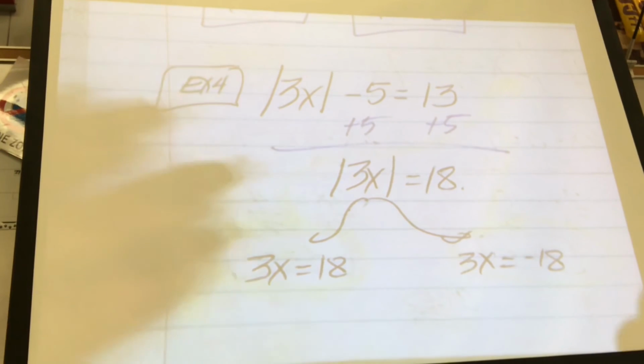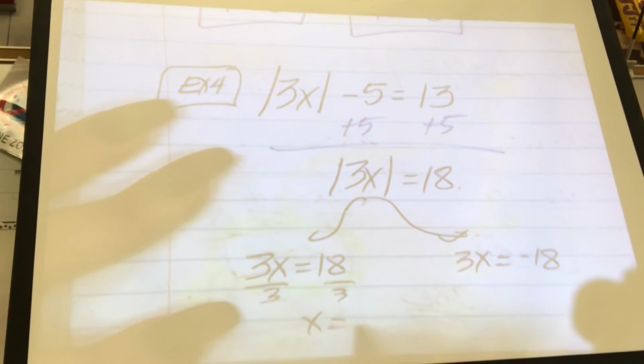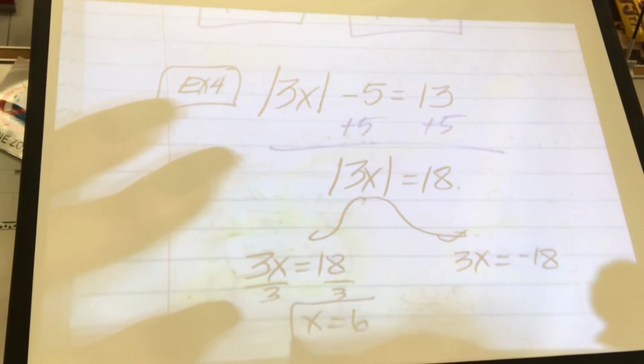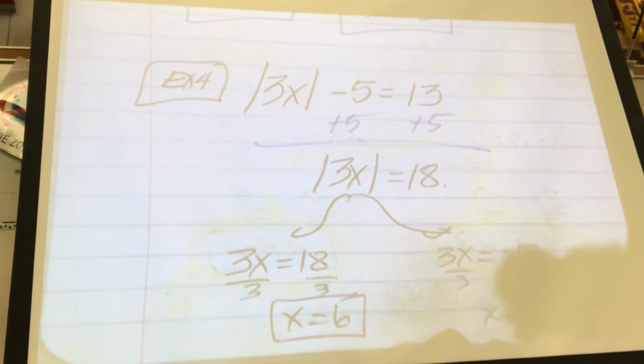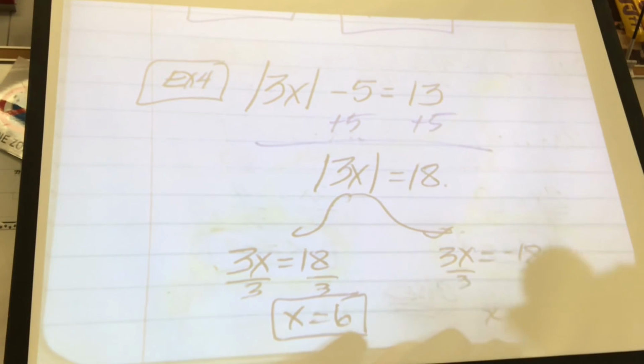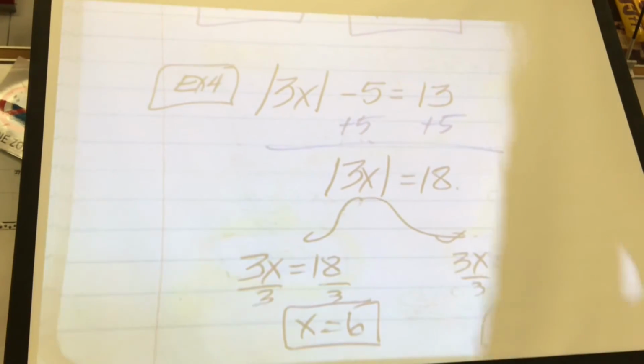Moses, now what? And we got, yep, that's the one that Jaden just told me. JJ, what's the other one? Yep, negative 6. So we're going to go ahead and check it.